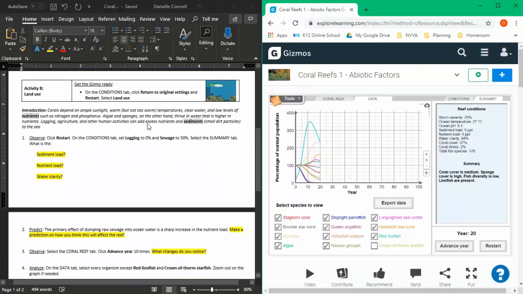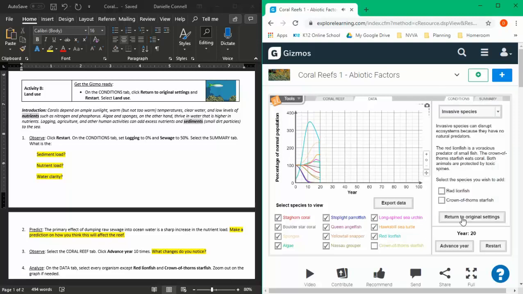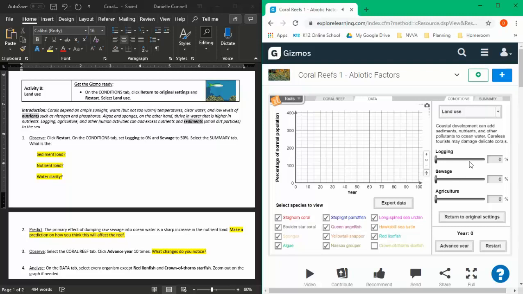All right, for activity B, it says get the Gizmo ready. On the Conditions tab, click Return to Original Settings, and we need to click Restart. Then we're going to select Land Use from the Conditions tab. Okay, it gives you a little introduction on what corals need. They need sunlight, they need warm temperatures, clear water, and low levels of nutrients, such as nitrogen and phosphorus. However, algae and sponges thrive in water that is higher in nutrients. So things like logging, agriculture, and other human activities can add excess nutrients and sediments to the sea.